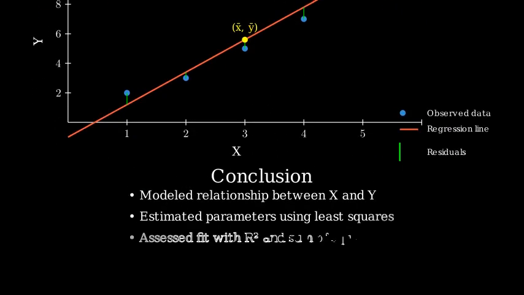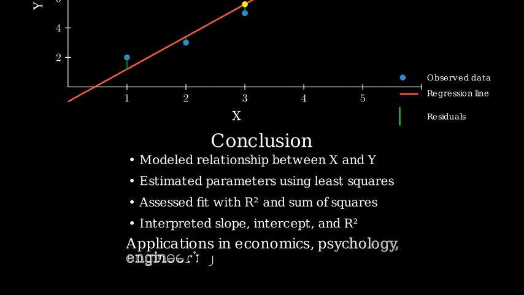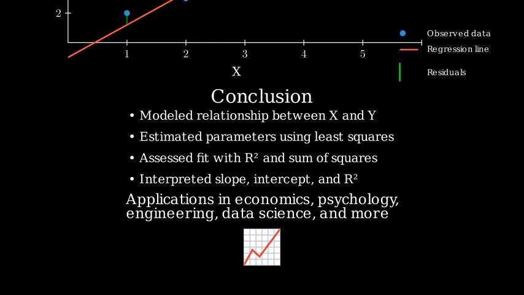We've learned about simple linear regression, including how to estimate parameters using the least squares method, assess goodness of fit with R squared, and interpret the results. This technique has countless applications in fields like economics, psychology, engineering, and data science, helping us understand relationships, make predictions, and inform decision-making.